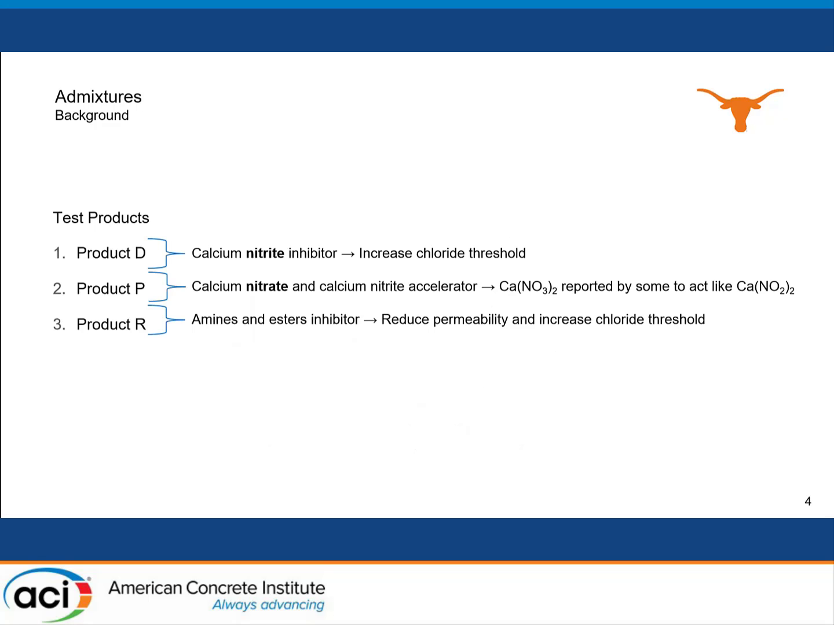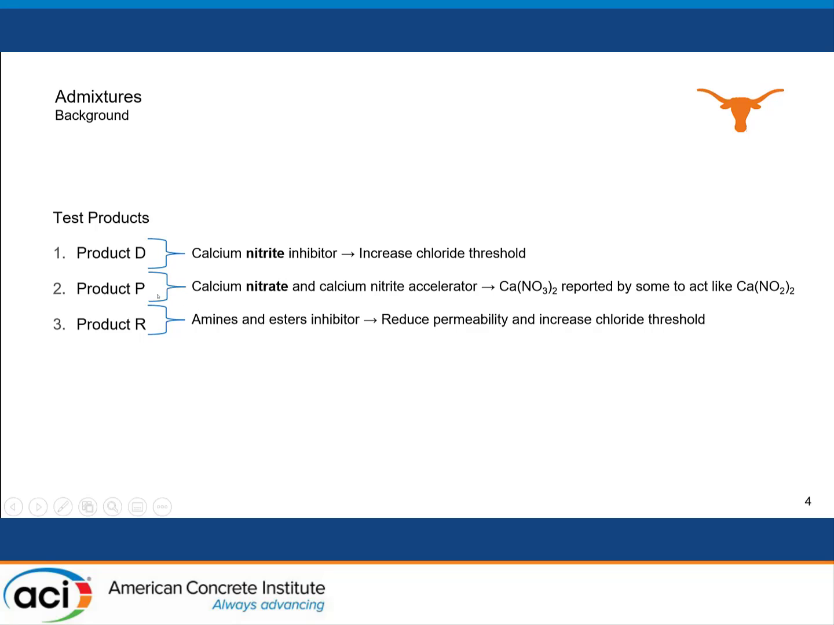As part of this project, we tested 3 products. We used a calcium nitrite inhibitor, which is your run-of-the-mill, over-the-counter corrosion inhibitor. It is meant to increase the chloride threshold, so it's not supposed to increase your diffusion coefficient or slow down the ingress. It's just supposed to have a higher threshold, a higher loading.